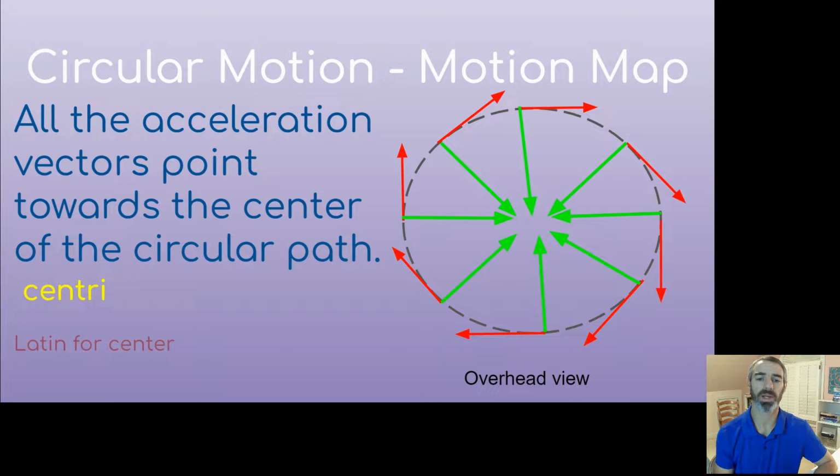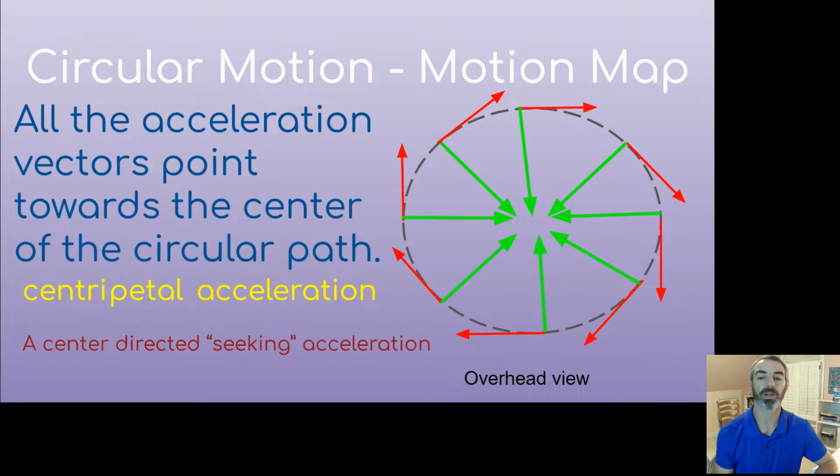So we're going to break a word down: centri, which is Latin for center, and petal, which is Latin for go to or seeking. So putting that together, centripetal, and applying that to acceleration, centripetal acceleration is a center-directed or center-seeking acceleration. And as you can see on the motion map, the acceleration is pointing towards the center. So the object is seeking the center. It's never going to reach the center. It's just changing direction towards the center of that circular path.